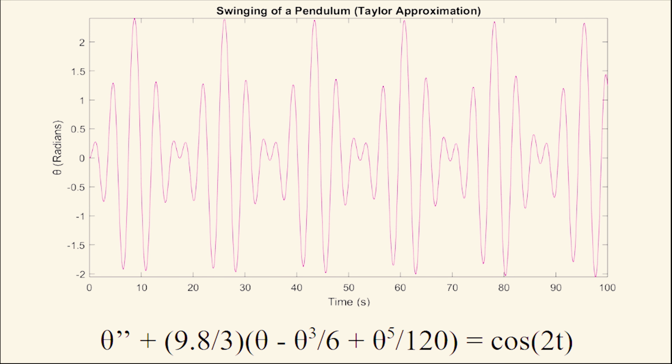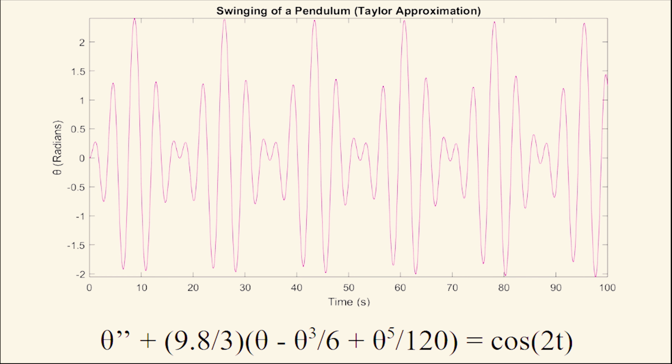It was suggested to us then to consider the next few terms of the Taylor series for sine theta. When we substituted theta minus theta cubed over 6 plus theta to the 5th over 120 in for theta, it became clear that our equation with the small angle approximation is not very accurate. The more realistic swing with these initial parameters, such as a length of 3 meters and a forcing function of cosine 2t, showcases beats rather than resonance.